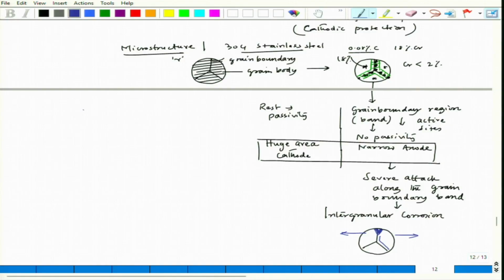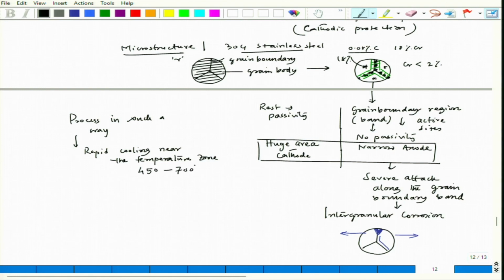Now, how to prevent it? Once we understand this, we should be able to have a way out for this particular serious damage pattern. The best way to prevent it is we process it in such a fashion, in such a way that there is rapid cooling near the temperature zone around 450 to 700 degrees Celsius.